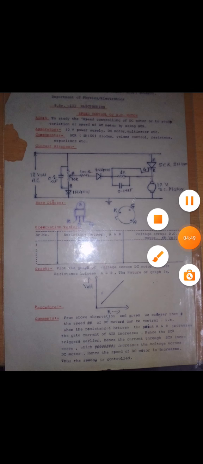Then we observe the observation table: resistance between A and B, and the voltage across the DC motor in volts. Then the graph. Plot the graph of voltage across the DC motor against the resistance between A and B, and the nature of the graph is as follows. R is the resistance between A and B, and volt is the output voltage across the DC motor.